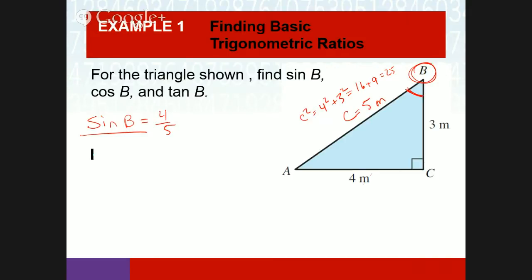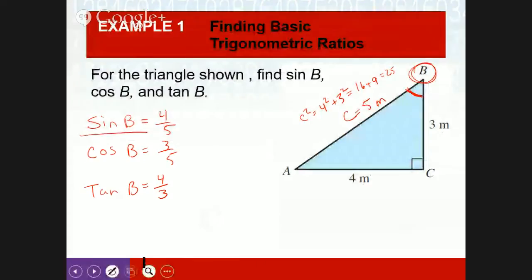So what would be cosine of B? 3 over 5, right? I'm looking at my angle B. The side adjacent to B is 3, and the hypotenuse is 5. What is tangent of B? Opposite over adjacent, which is 4 over 3. You guys see that?